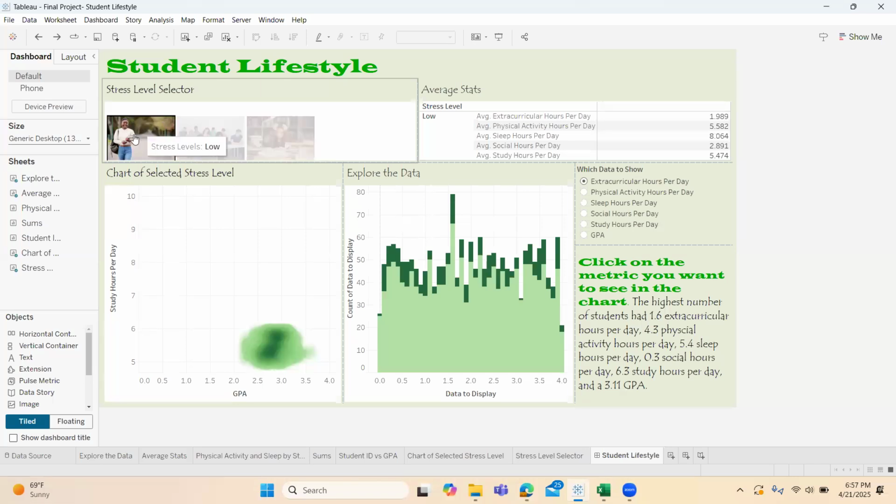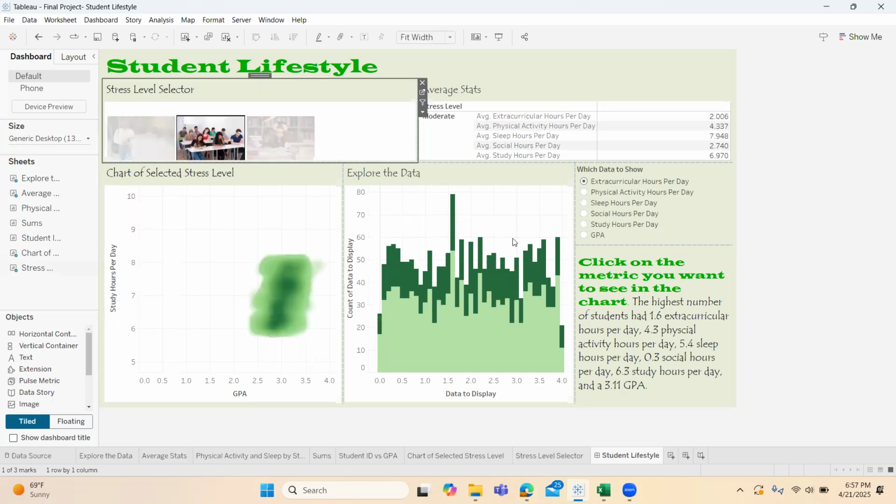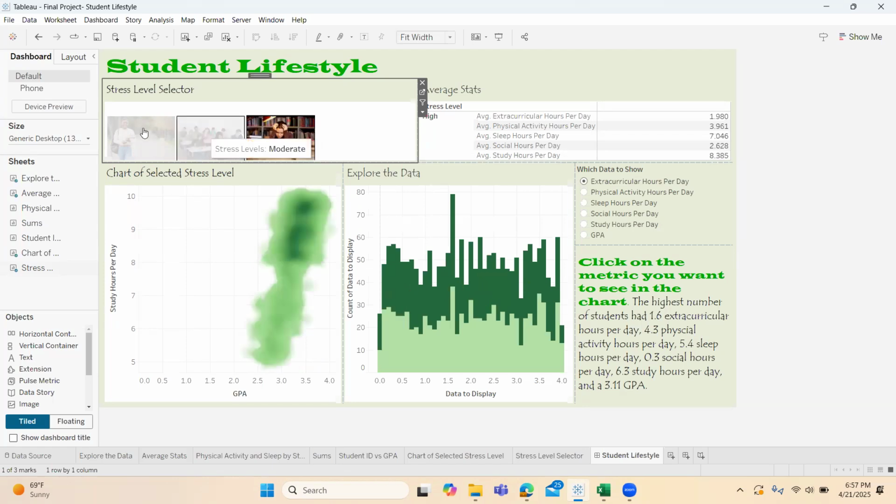So we click on this lady, she's happy. And this is the low stress level dashboard. We click on moderate, and you see it all changes to moderate stress level. And there's the high stress level. So I'll go through this piece by piece.